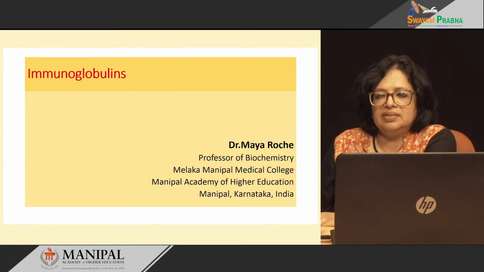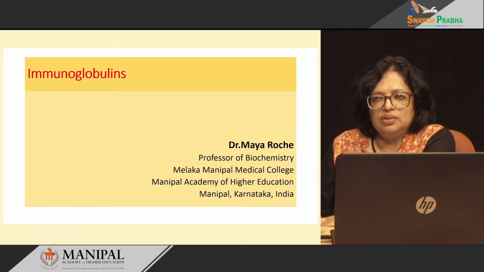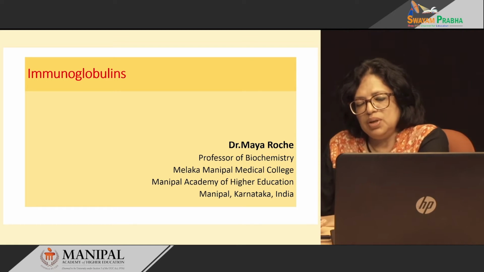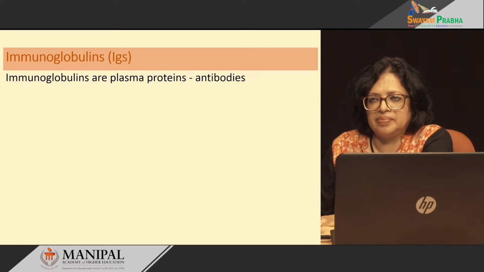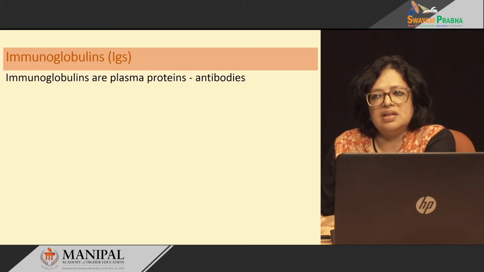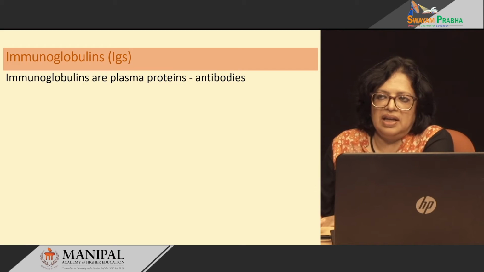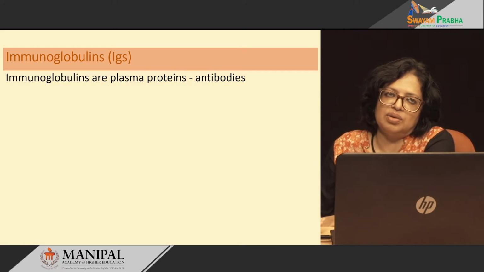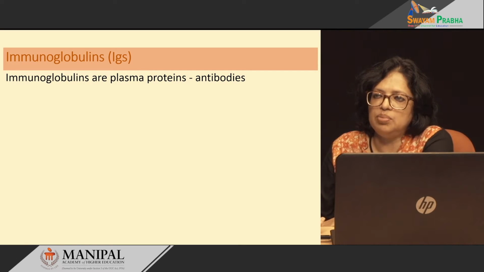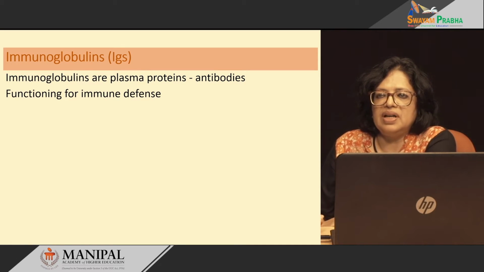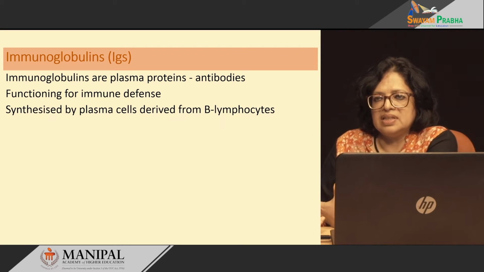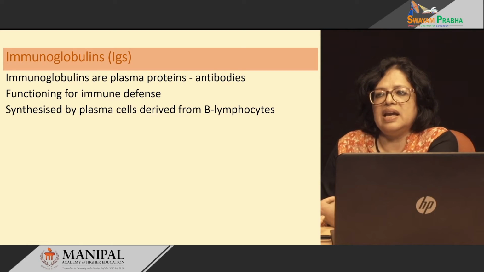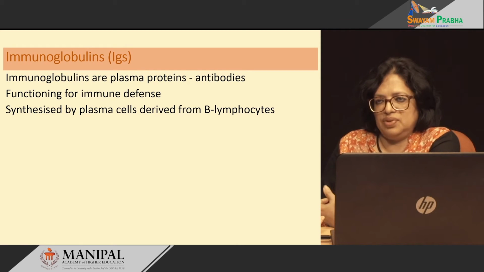Hello everyone. In this video I am going to talk about immunoglobulins. Immunoglobulins are also plasma proteins and they are commonly called antibodies. They function as an immune defense mechanism in the blood, synthesized by plasma cells and derived from B lymphocytes.